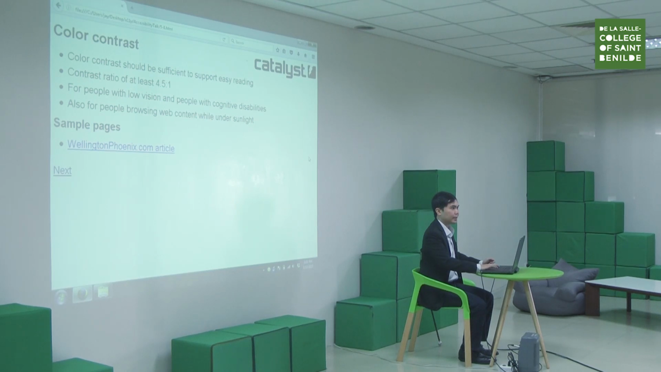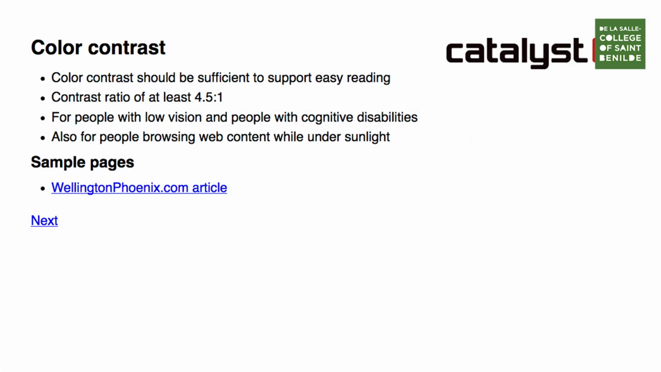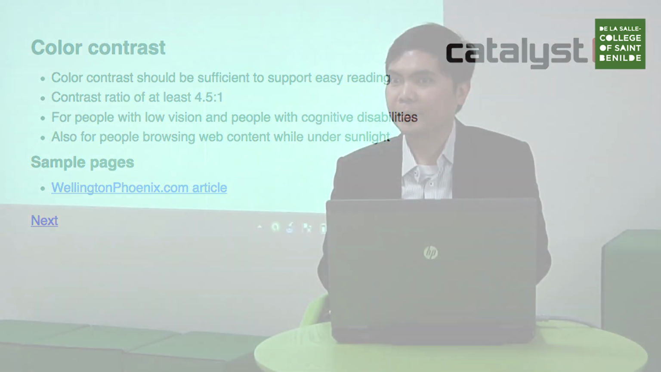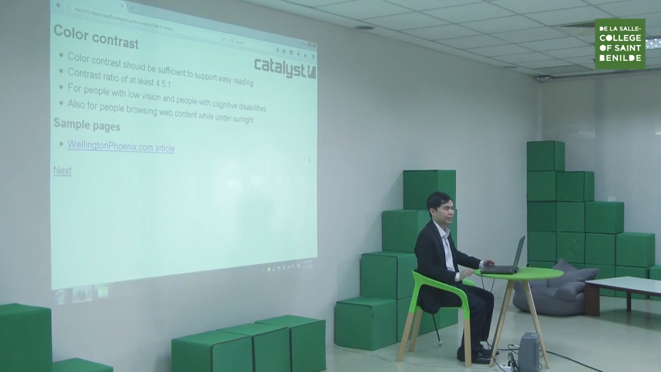So moving on, color contrast. This is the next technique. It deals with color contrast. The main people who will benefit from good color contrast include people with low vision and basically everybody, because good color contrast is generally pleasing to the eyes, so everybody will be able to read your text comfortably, regardless of whether they have visual impairments or not.